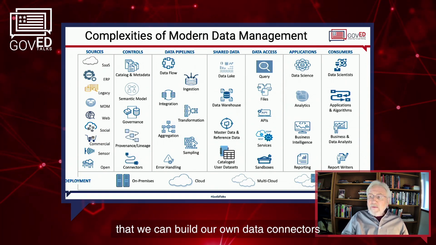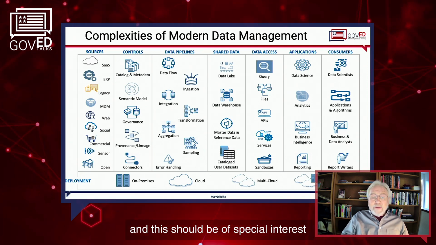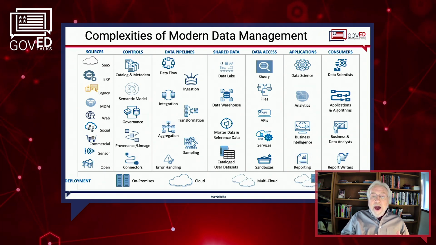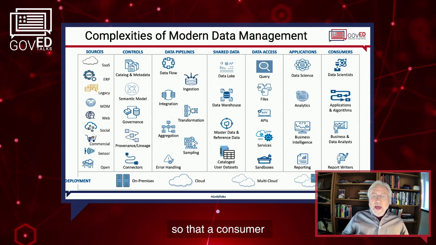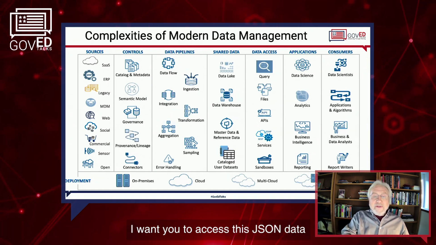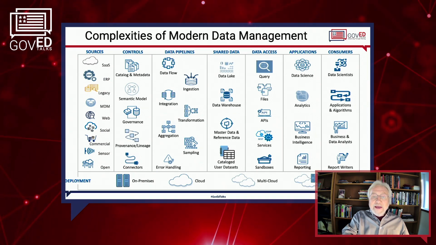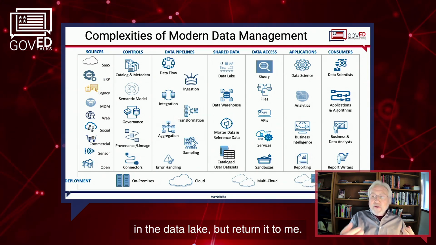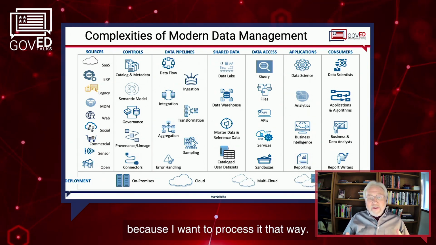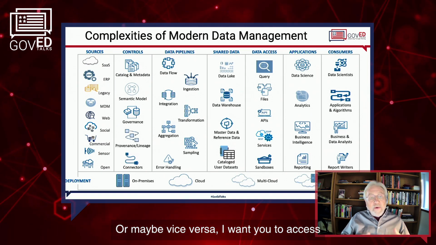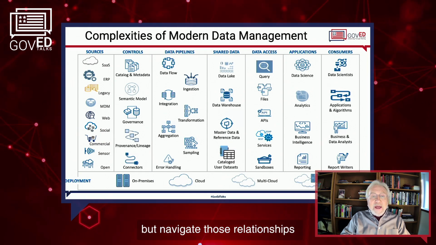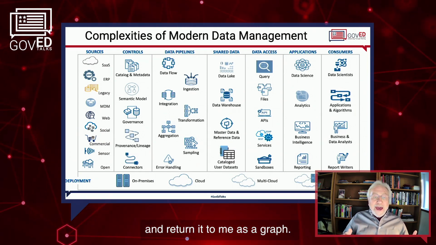But there's also this idea that we can build our own data connectors, and this should be of special interest to data architects. The idea that I can build data connectors so that a consumer of data, a data scientist, for example, can say, I want you to access this JSON data in the data lake, but return it to me as rows and columns in a table form because I want to process it that way. Or maybe vice versa, I want you to access this relational data in the data warehouse, but navigate those relationships and return it to me as a graph.